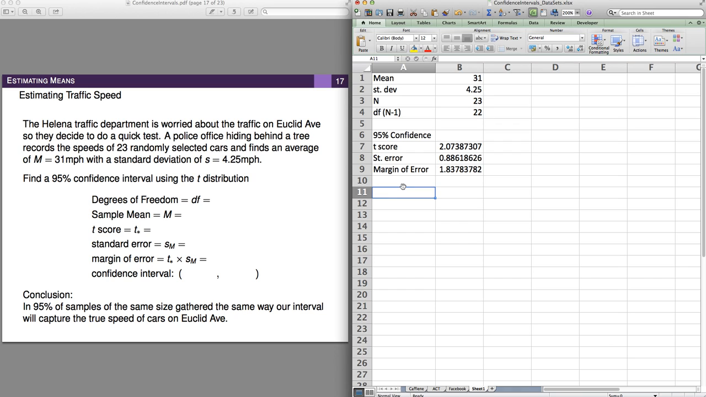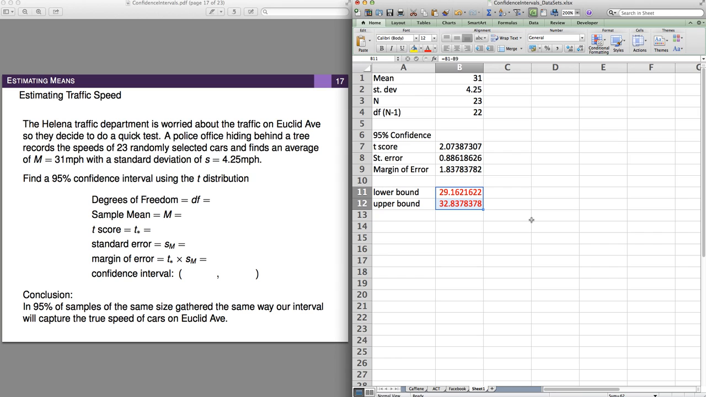Now, if I want to build the confidence interval, I need a lower bound and an upper bound. So my lower bound is my sample mean minus my margin of error. And my upper bound is my sample mean plus my margin of error. And so now what the police say is that, if we round a little bit here, that we are estimating with 95% confidence that the speed on Euclid Ave is between 29 miles per hour and 33 miles per hour, the average speed.